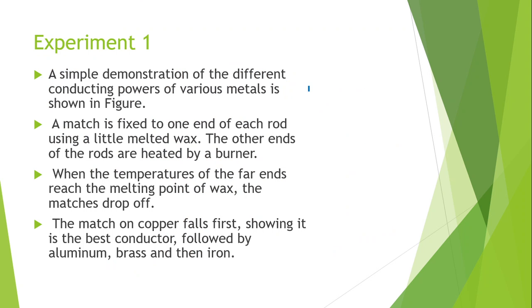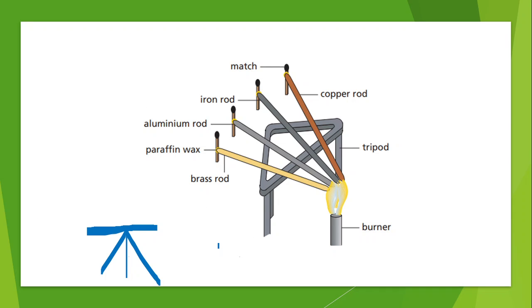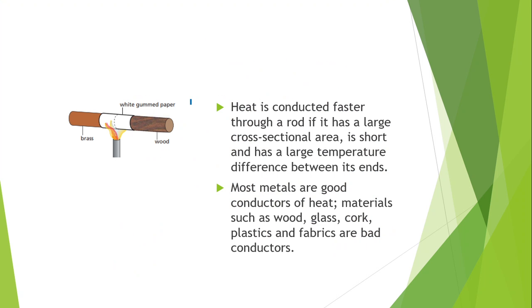Then they're given this whole result that it follows by aluminum, brass, and then iron. So the best conductor is copper, then we have aluminum second, then brass, and in the end we have iron. So this tells us the thermal conductivity or the heat conductivity. It is also very important to note that we're not talking about electrical conductivity. We are talking about how well this material helps in transferring heat. So it's called thermal conductivity or heat conductivity.